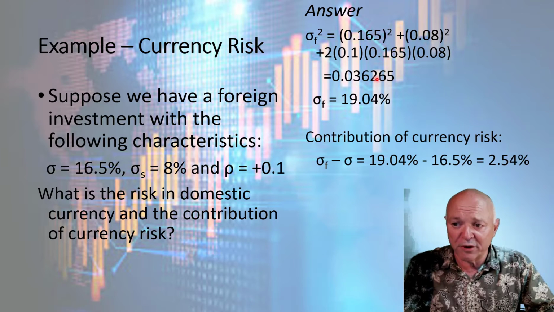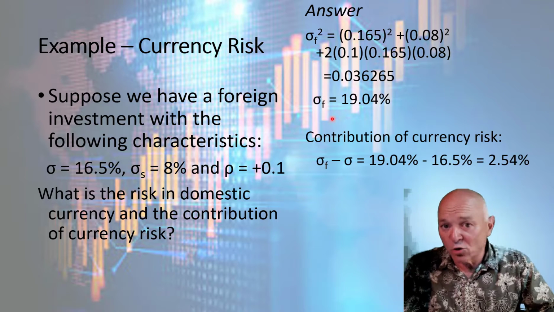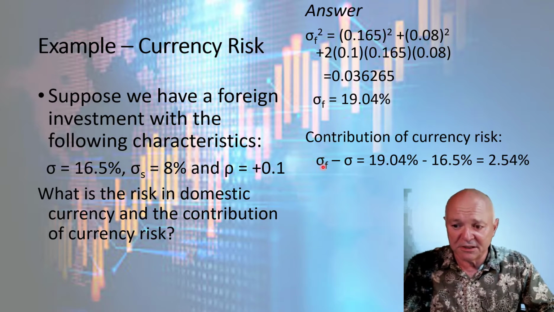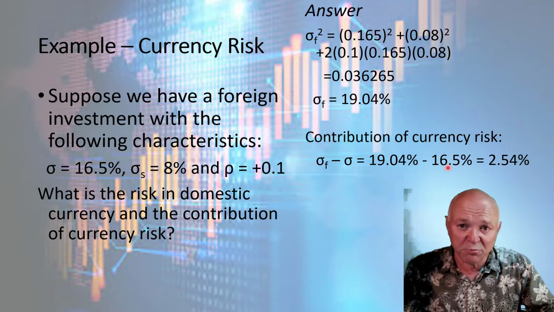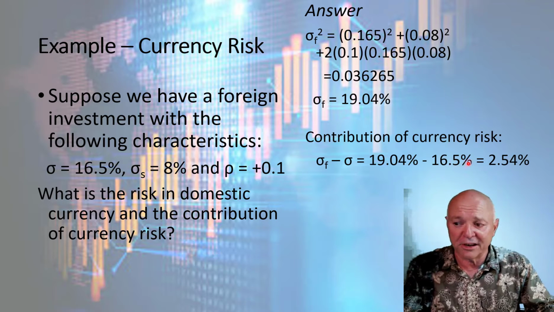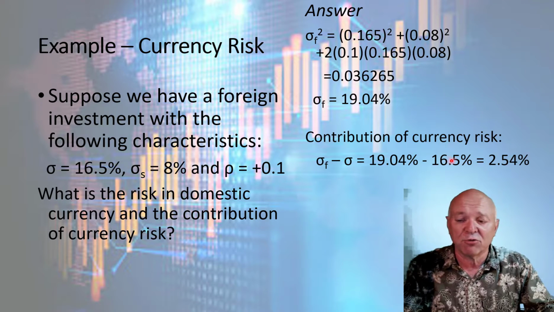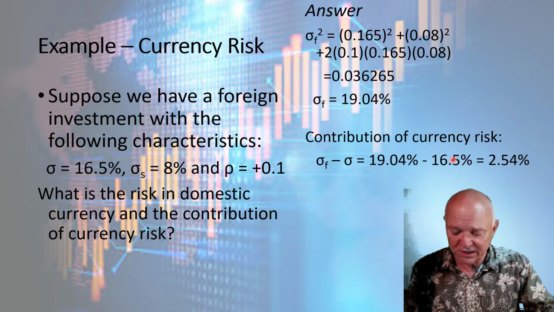So the square root of 0.0362 is 19.04%. Our overall contribution then of currency risk to our investment is going to be the sigma for the investment minus the overall standard deviation that we've already identified. The standard deviation for the investment was 19.04. We just calculated that, subtract the 16.5 that we had from an earlier example. Overall contribution of the uncertainty that came from investing in a foreign currency, 2.54%.